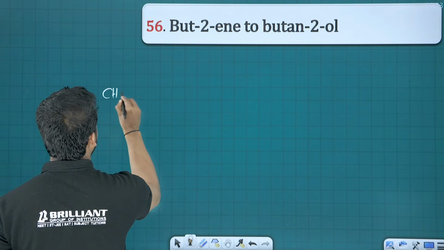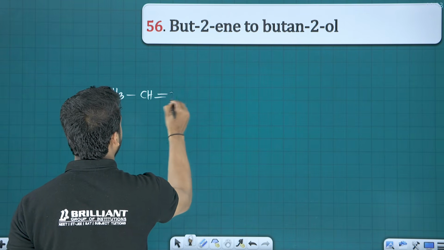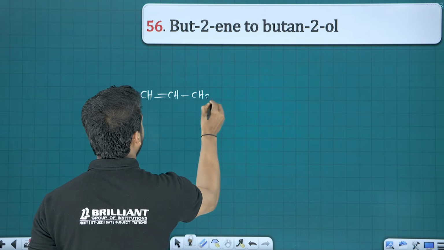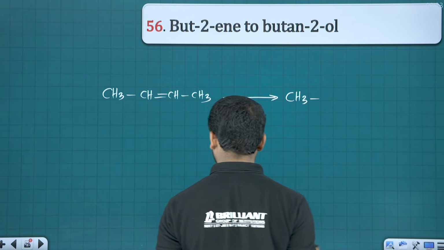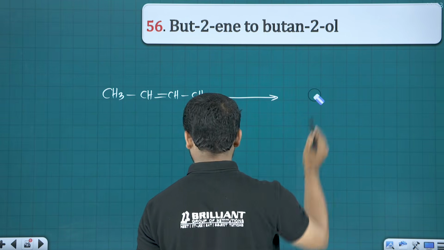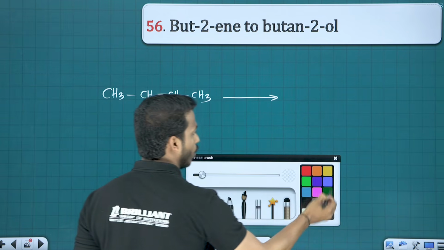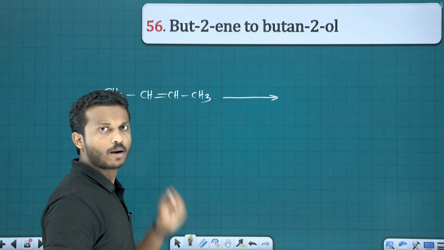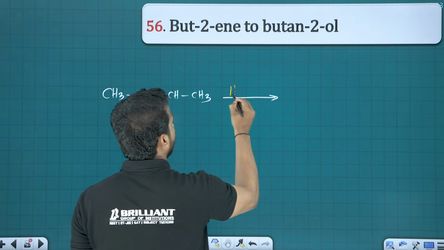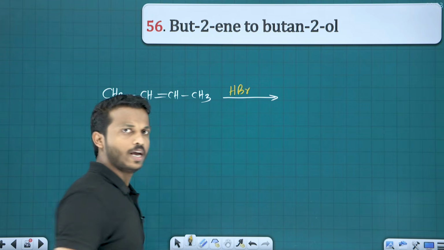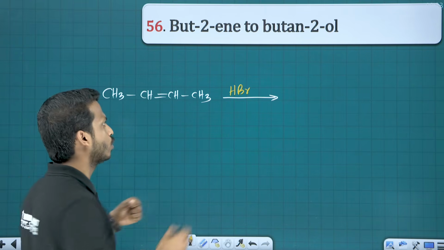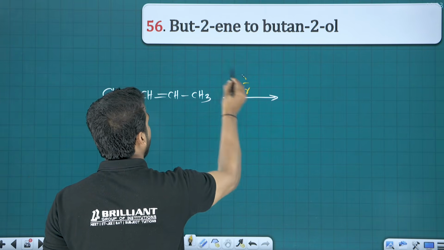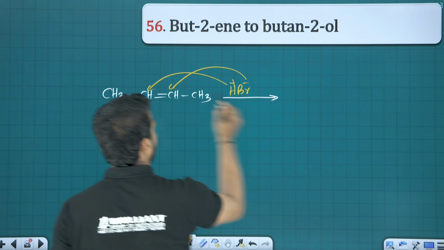Butadiene, okay, what is butadiene? Concentrate on the reactions. Butadiene to butan-2-ol. So basically we need to get one OH group on the middle carbon. We can do it simply: suppose let me add HBr. Since it is a symmetrical alkene, no need of Markovnikov's rule. So Br adds to one carbon, H plus adds to the other carbon.